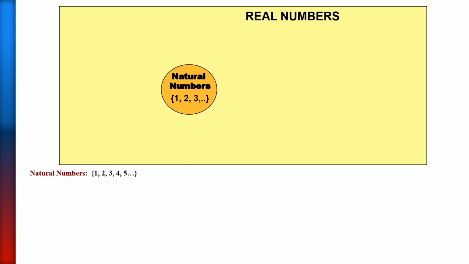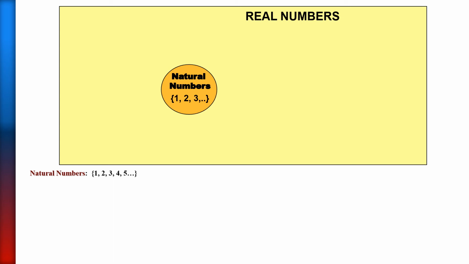The first numbers you learn as early as a toddler are your counting numbers: 1, 2, 3, and so forth. These numbers are also called natural numbers, and again, they start from 1 and go on and on and on to infinity.